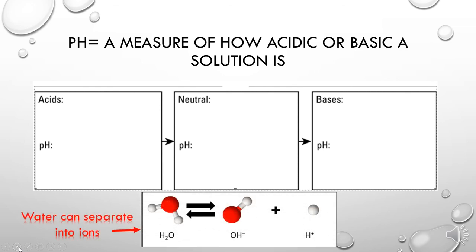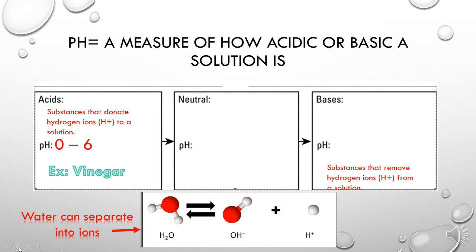So water can separate into two different ions. You have your OH negative and you have your H positive. Now your H positive deals with your acids, and that's why a lot of your acids start with H, like HCl, H2SO4. Your acids have a pH from 0 to 6, so the lower the number, the stronger the acid. Example with vinegar: vinegar has acetic acid.